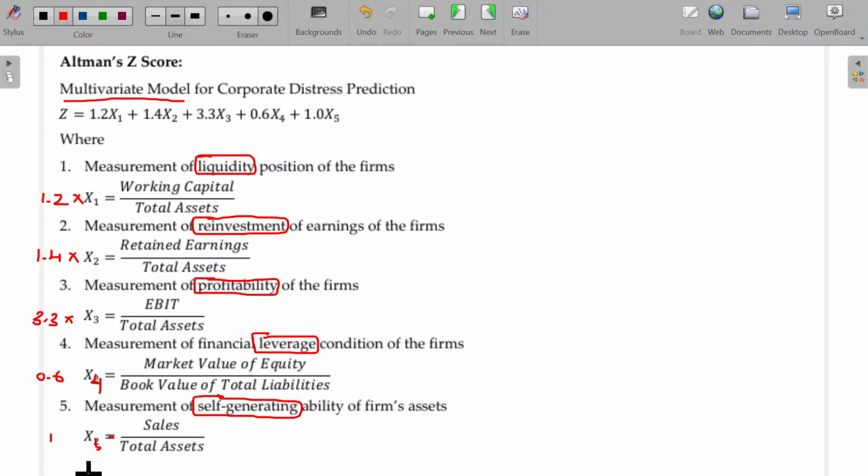Now, using this, you have to find out the value. That value is named as Z. Clear? Thereafter, if the final Z value that you calculated is more than 2.99, you are safer. This company is not going to be closed or liquidated or insolvent in due course. So, you will be very safe to invest in that company. Clear?